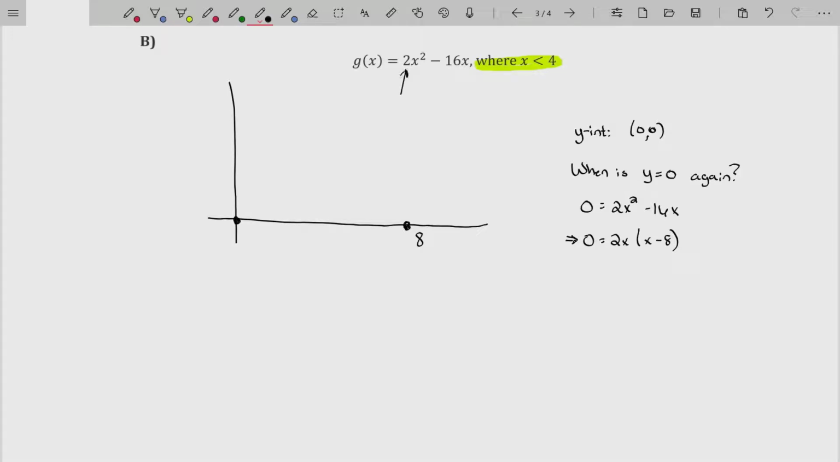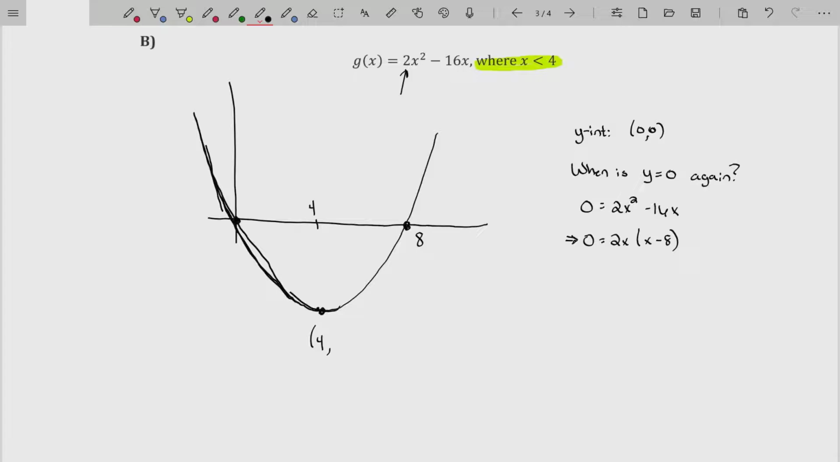You also know that it's a parabola opening upward, so there's a vertex somewhere down below here. And that vertex, by the way, occurs halfway between those two intercepts. So the vertex occurs actually at 4. Now, nobody's really asking us to state that, but it is true.